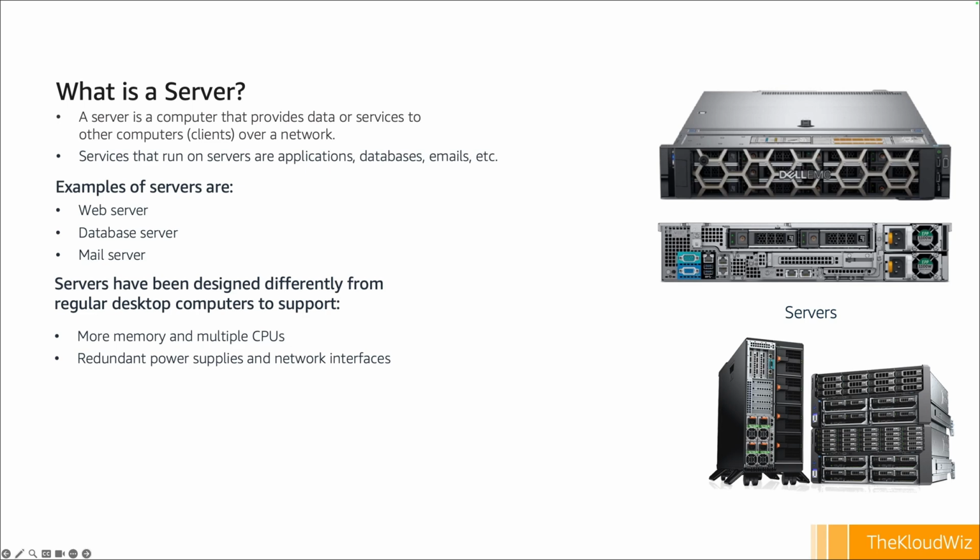If you look at this image, I have red indications that show that they have at least two of each component. This is to keep them redundant, so that when one component goes down, the other component will still be able to work. They also have a smaller form factor than the regular desktop computer.